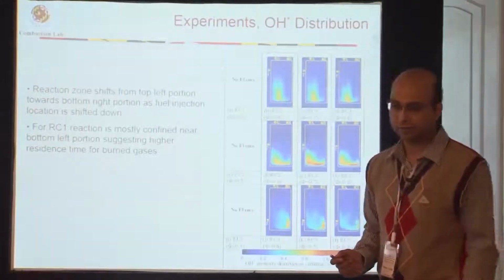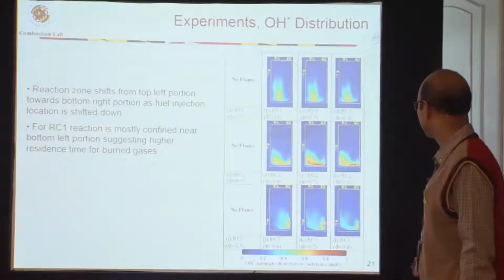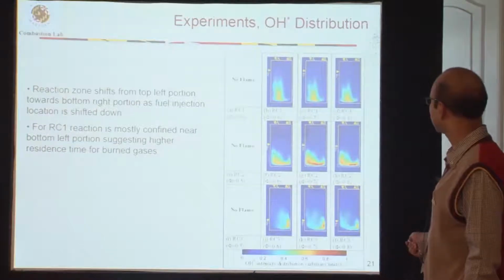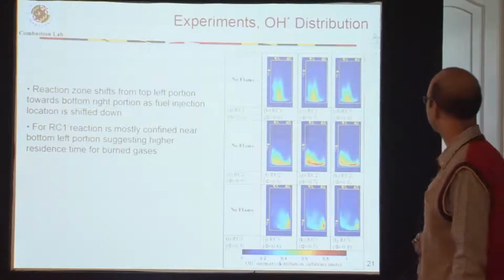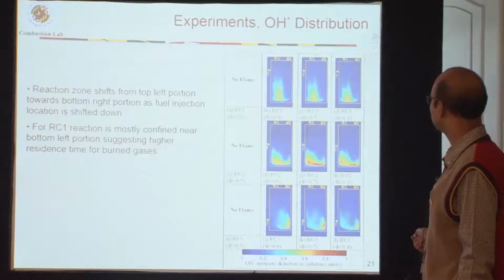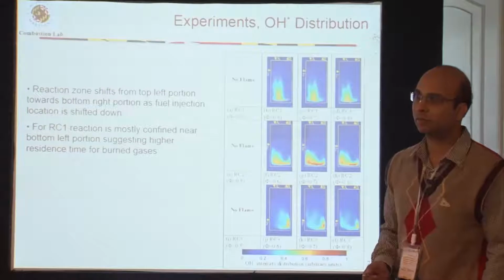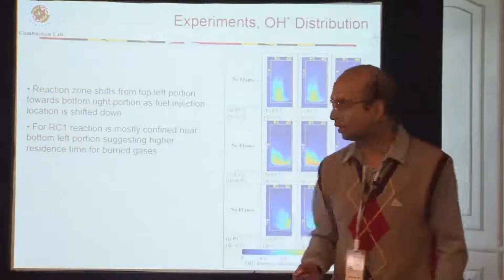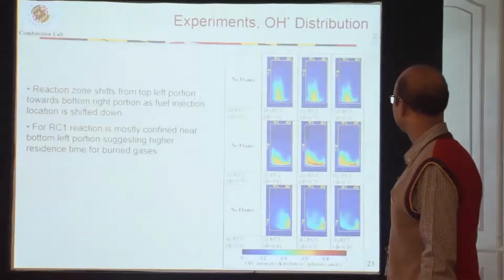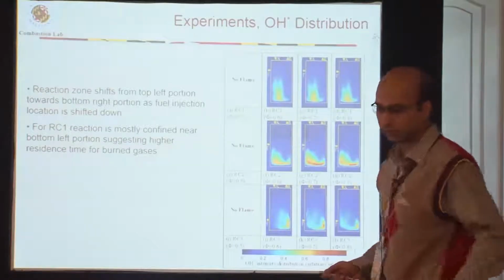And once I start injecting fuel in the cross flow, my reaction zone actually starts getting closer and closer to the fuel jet. So this also means that this configuration and this configuration will allow more time for gases to convert from CO to CO2. So I may have lower CO emissions for these configurations.